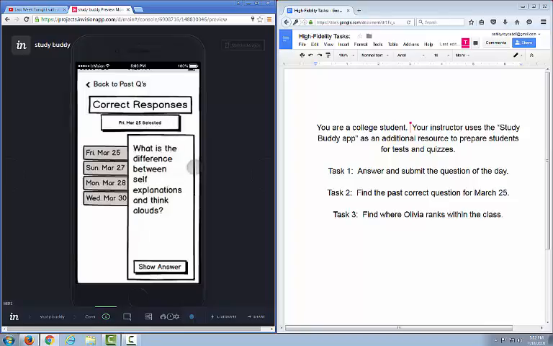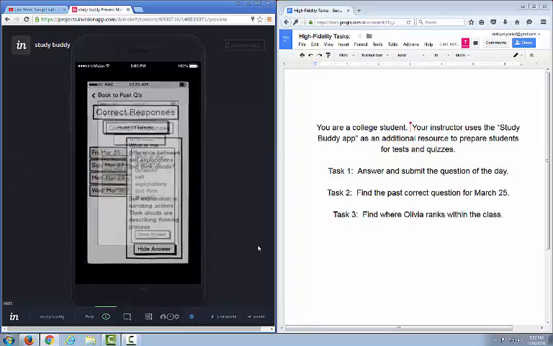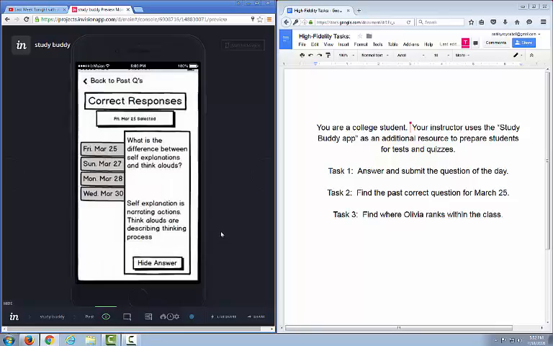The question is, what's the difference between self-explanation and think alouds? And I want to know what the correct answer is, so I'll go ahead and show the answer. And it tells me the answer is: self-explanation, narrating actions; think aloud, describe processes. So that's all I want to do for task 2, is I know now the difference between self-explanation and think alouds. So I'm done there.